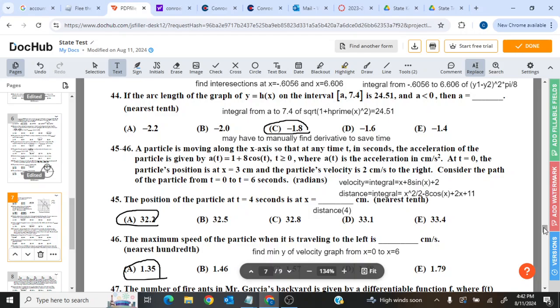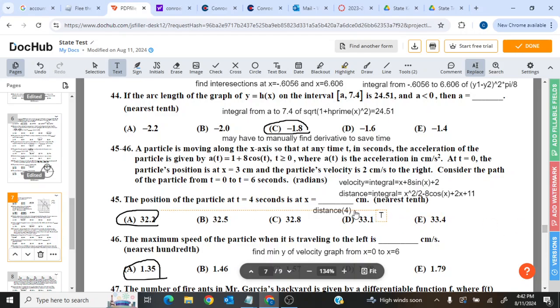56, a particle is moving along the x-axis, so at any time t in seconds, the acceleration of the particle is given by a of t equals 1 plus 8 cosine of t, t greater than 0, where a of t is the acceleration. At t equals 0, the particle's position is x equals 3, and velocity is 2 centimeters to the right. Find the position of the particle at t equals 4.